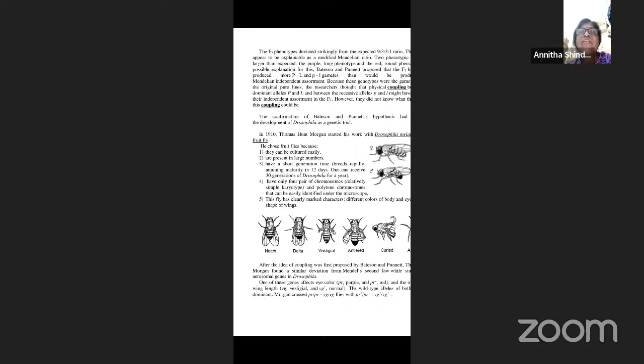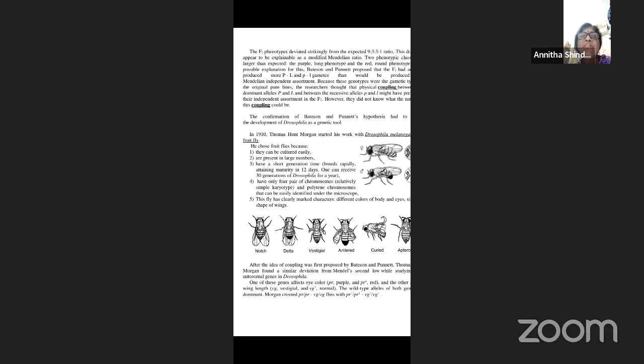Morgan started his work with Drosophila melanogaster. Drosophila is a fruit fly. He chose this fruit fly because it can be cultured very easily, is present in large numbers, and has a short generation time. They breed very rapidly, and they are easily accessible. They have only 4 pairs of chromosomes, and the polytene chromosomes can be identified under the microscope. They also have clearly marked characters. That is the reason they chose this animal as their model, and they exploited it by doing a lot of research.